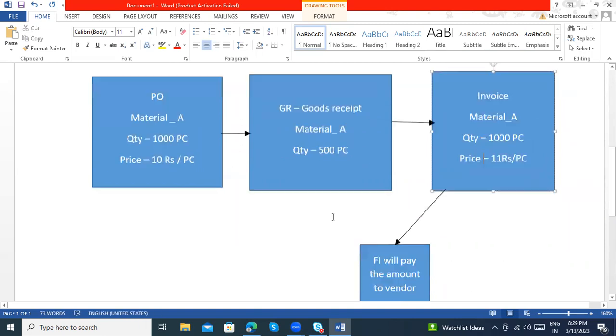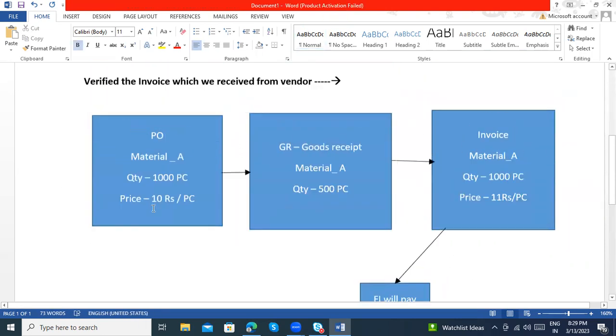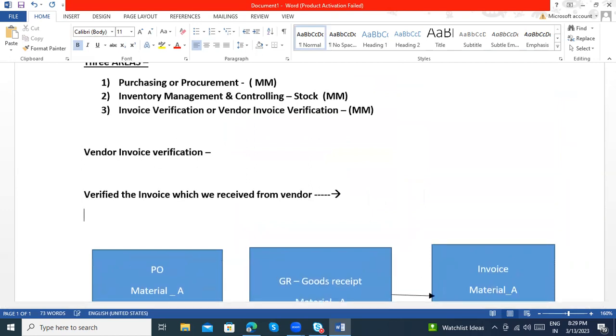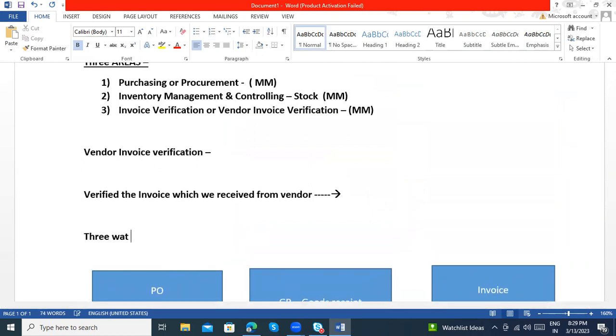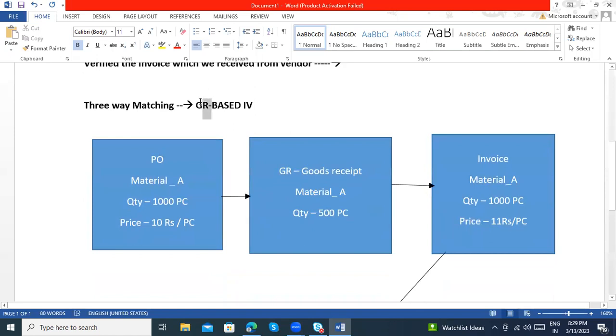That we call three-way matching. What do you mean by three-way matching? Three-way matching is like a GR-based IV. What do you mean by GR-based IV? As per the goods receipt, you are verifying the invoice receipt, doing invoice verification. That means if you received 500 pieces, you must post for the 500 pieces only, not for 1000 pieces.